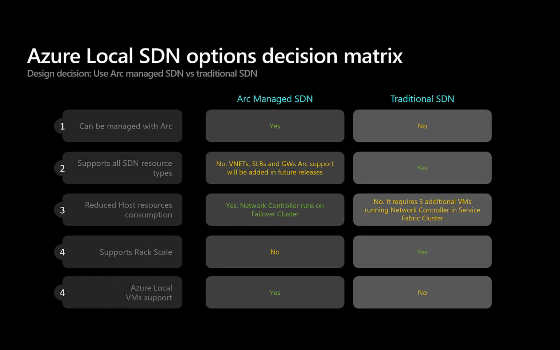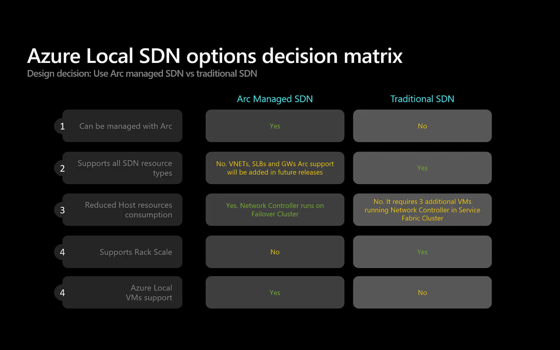Here we have a decision matrix helping you to decide whether to go down the Arc-managed SDN path or the traditional SDN path. With Arc-managed SDN, of course, it can be managed with Arc through Azure Portal. There is reduced host resource consumption because Network Controller runs on Failover cluster, and there is Azure Local VM support as well. However, it does not support all SDN resource types like virtual networks, load balancers, or gateways yet, since those will be added in future releases, and Arc-managed SDN does not support rack scale either.